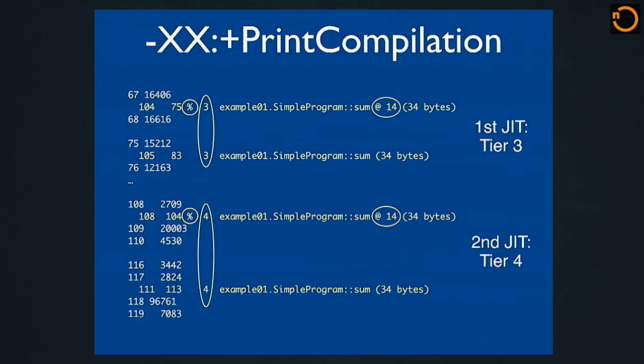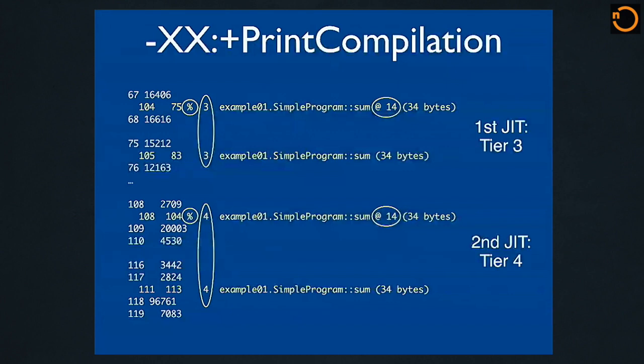If I ran that program from before with this flag, -XX:+PrintCompilation, which you can use on a production VM, you'll see this sort of output. Somewhere around the 67th iteration, it will do a just-in-time compilation of sum. And then it does another one at the 75th.